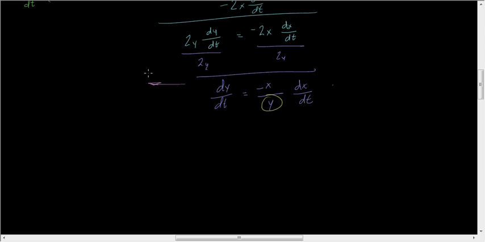y is equal to the square root of 1 minus x squared. That means that dy/dt is equal to negative x divided by the square root of 1 minus x squared, times dx/dt. Now the beautiful thing about this is it only depends on x. So we only need that 1/4. If we didn't, we'd have to find out when x is 1/4, what is y?